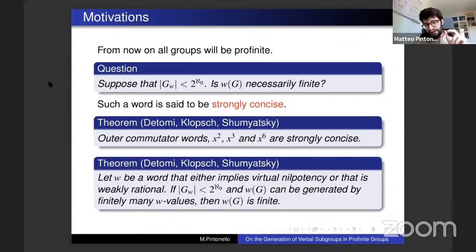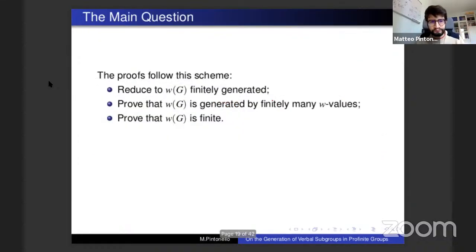To understand why that hypothesis was added, it depends on the structure of these proofs. Usually we reduce from countably many word values to the verbal subgroup being finitely generated in general. Then there is a second step to prove that it is finitely generated by word values. And the last step is to prove that the verbal subgroup is actually finite. The first step is usually doable. The second step is a new thing.